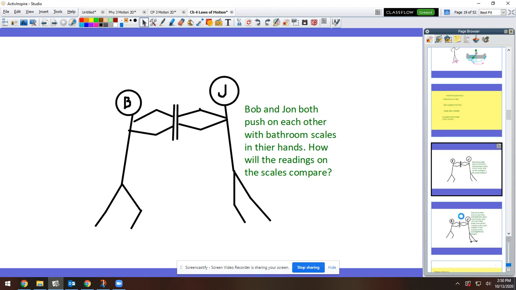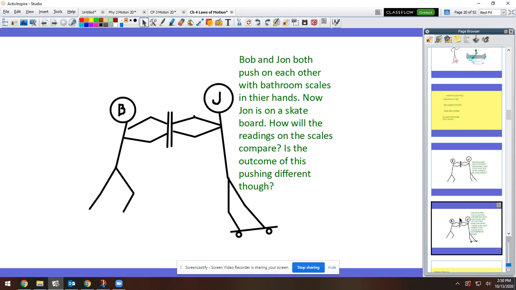Then I risk life and limb for my class. I get on a skateboard and I get someone else to come help. But this time, I usually don't pick someone who's great big. I usually pick someone much smaller on purpose because I want to make a point.